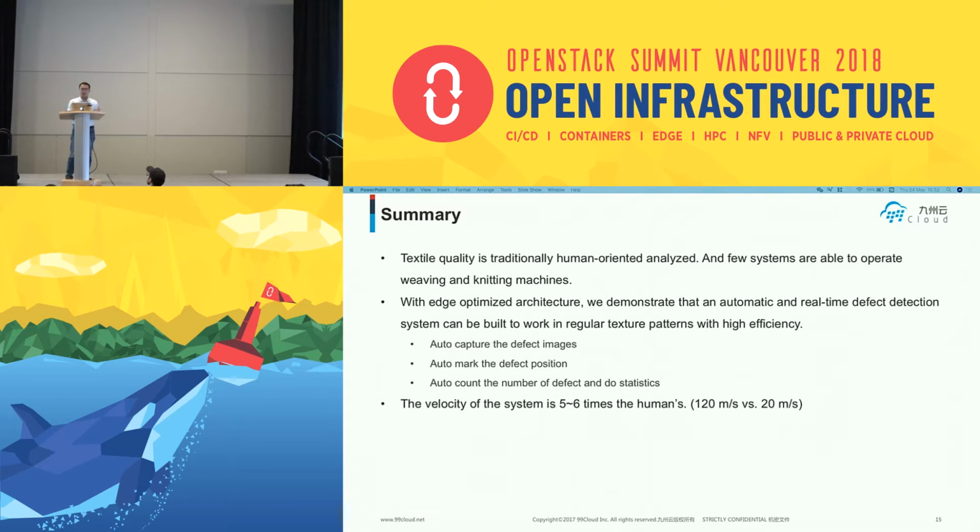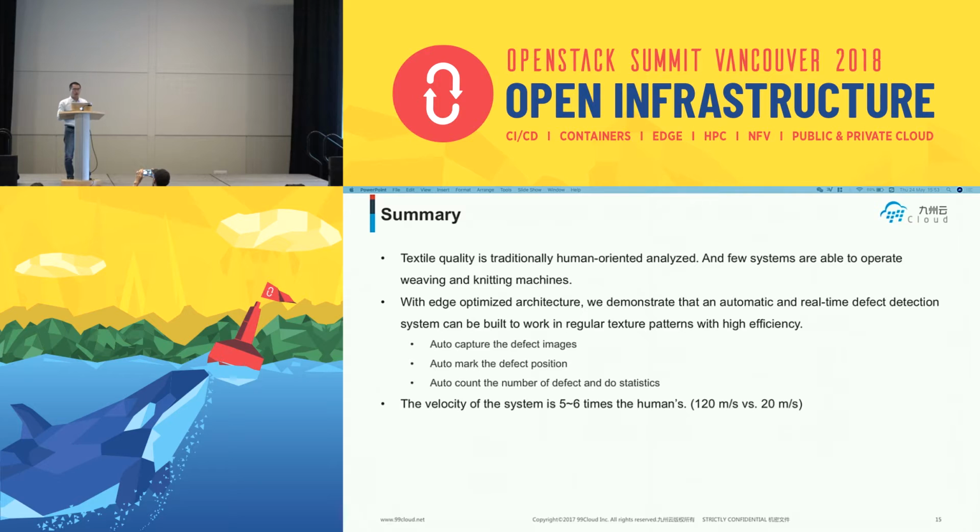So we are working on this solution with our manufacturing partner in Shanghai, China. We found that traditionally textile quality analysis is human-oriented, and there is nearly no system that can be used to operate the weaving and knitting machines. It is because the control is far away from the machines. So with this edge-optimized architecture, we demonstrate that an automatic, real-time defect detection system can be built to increase the efficiency of those manufacturers.